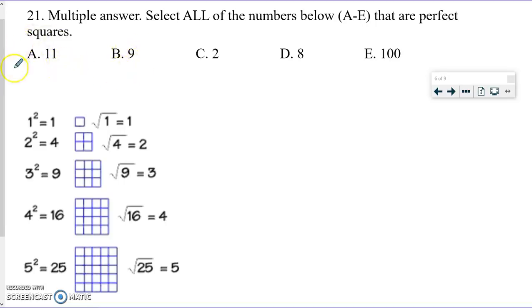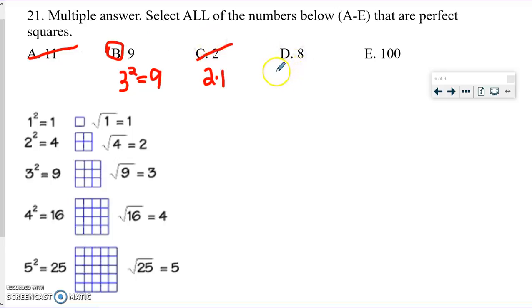So there's really nothing that can square to equal 11 because 11 is prime. The only factors of 11 are 11 and 1. So that's not going to work. Then when we think about 9, we have 1 and 9, but then we also have 3 times 3. So the square root of 9 is 3. So 3 squared equals 9. So 9 is a perfect square. 2, again, is prime. So 2 times 1 are the only factors. So 2 cannot be a perfect square.